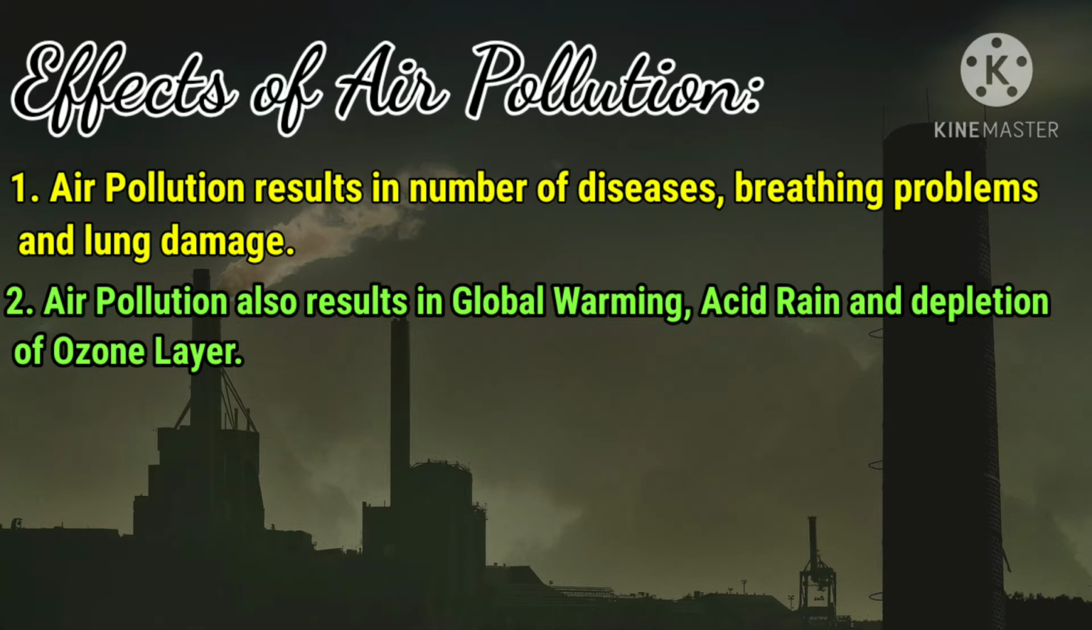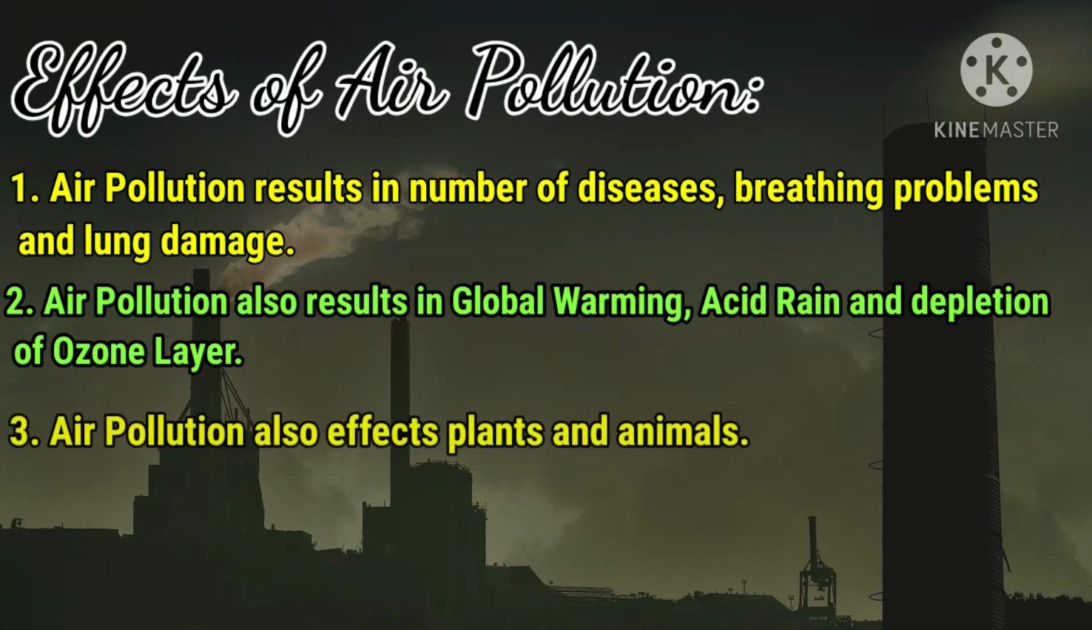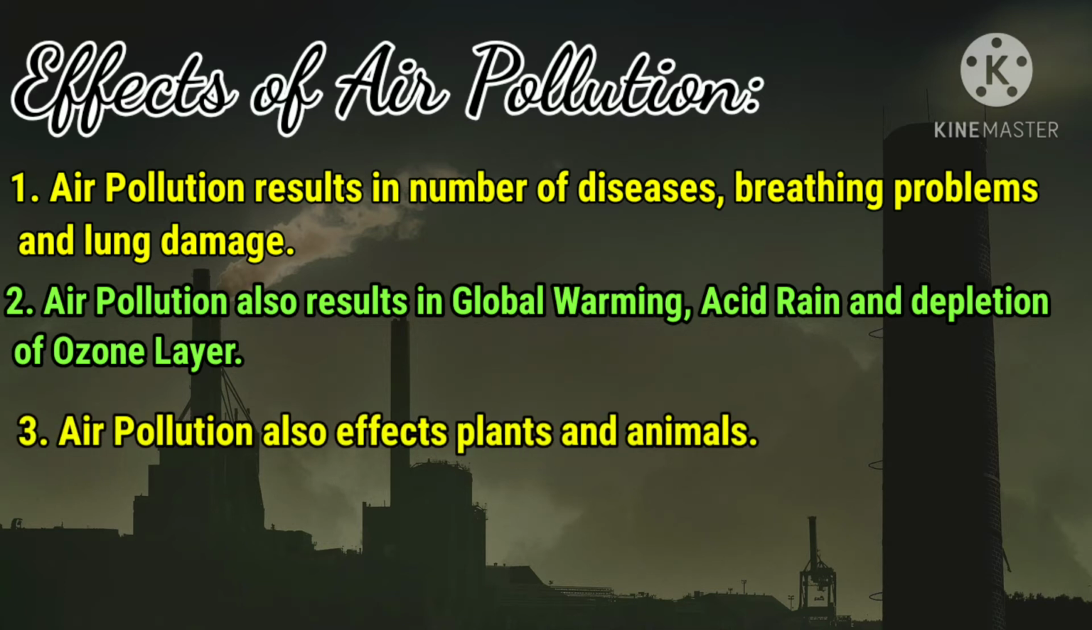crops. And we already discussed the depletion of the ozone layer, and it is also due to the burning of harmful chemicals, gases and fuels, which leads to the hole in the ozone layer, and gradually our ozone layer is depleting. And the third major effect of air pollution is that it is affecting plants and animals also. So these were some of the causes and effects of air pollution.